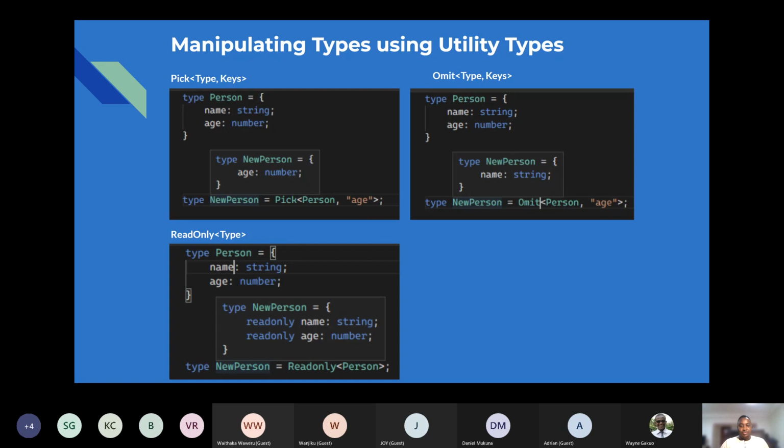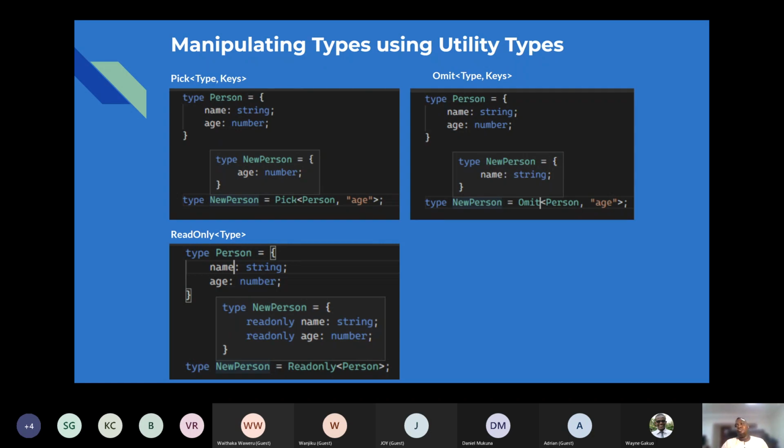Pick allows you to create a new type by picking fields from an object, and this is very important without needing to resort to creating a new type manually. In this case, we have the same type of Person with name and age. What we are doing here is telling TypeScript to pick from Person, pick age, and we are creating a new type with just age. As you can imagine, this does open up possibilities.